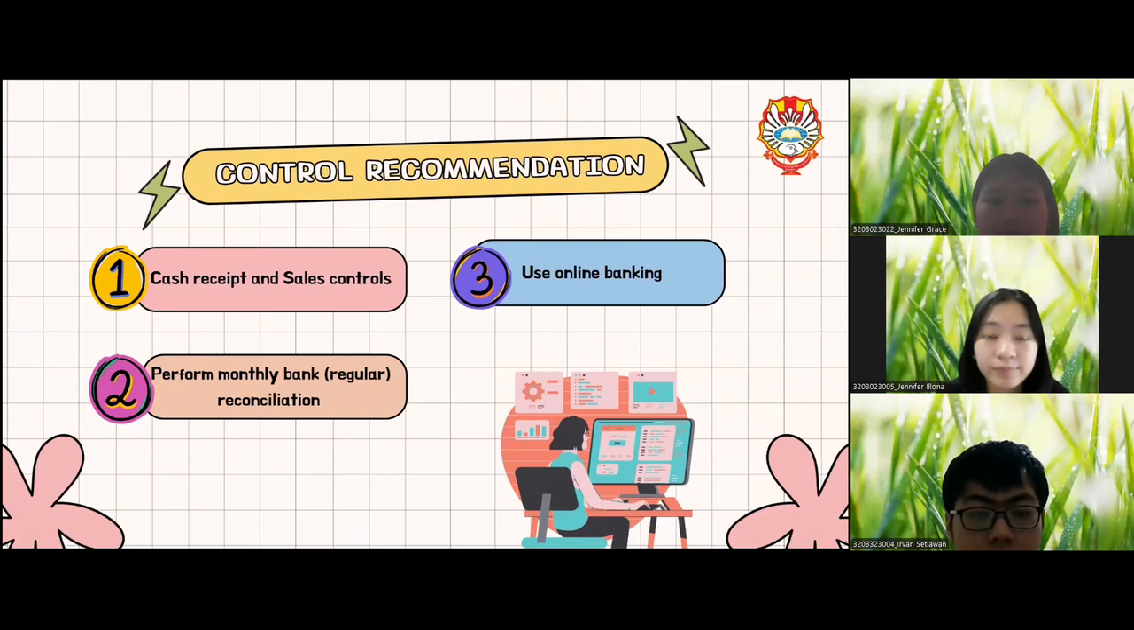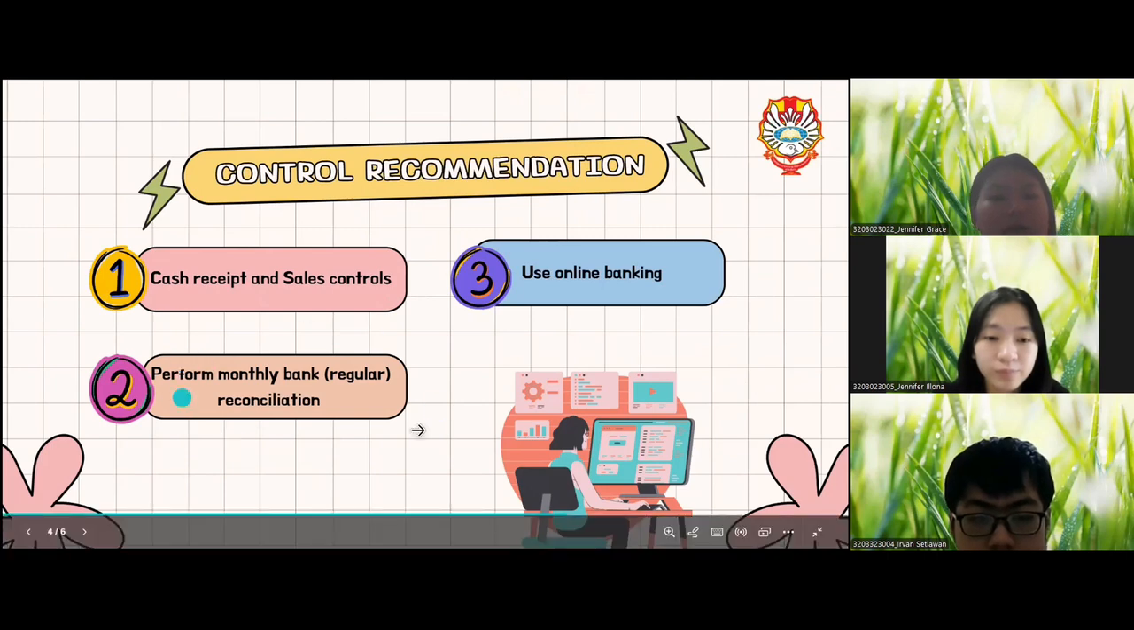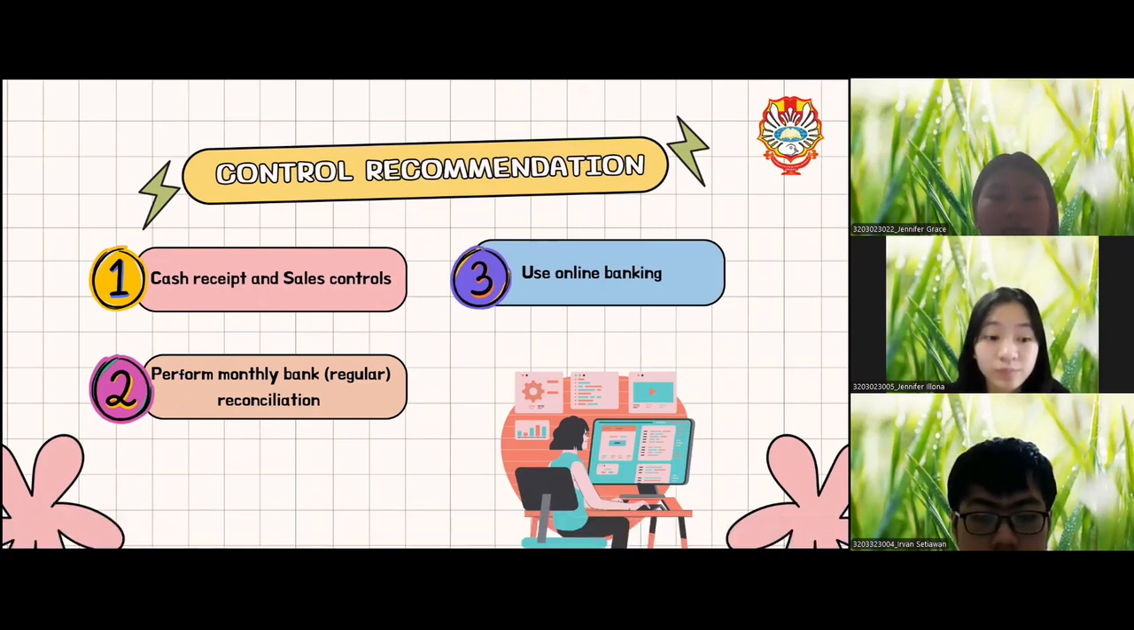Next, control recommendation. After we identify the issue, we also provide control recommendations to prevent similar problems in the future. First, cash receipt and sales controls. It means every customer payment must be supported by a cash receipt to check at the end of the period. Second, perform monthly bank reconciliation, or weekly or daily if transaction volume is high. This allows you to double-check and see mistakes that happen in a short period.